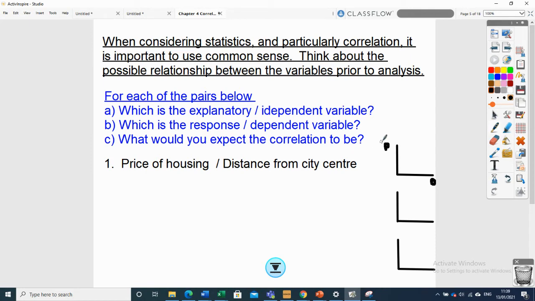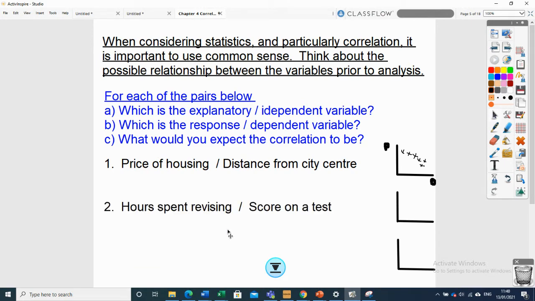So what would happen? As it gets further from the city centre, I would expect the price of housing or the price of land in general to decrease. It's in less demand. In the city centre, lots of people want to live there, or lots of people want to have businesses there. Whereas further out, there's more space and there's less people that want to live there. So I would expect it to look something like this. I'd expect there to be a negative relation. Okay, negative correlation.